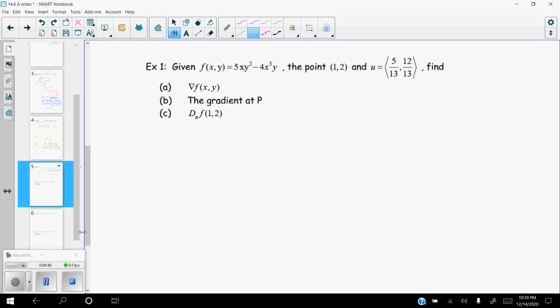All right, so given f of xy equals the function there, the point is 1, 2, and the unit vector is given to us, which is nice. Find the gradient of f, find the gradient at p, and then find the directional derivative. So the gradient is the vector of the partials. So all I have to do is take the partials of these. So on part A, the partial of f with respect to x is going to be 5y squared minus 12x squared y.